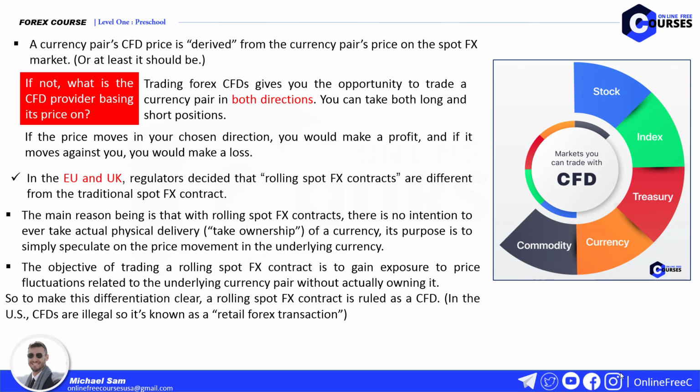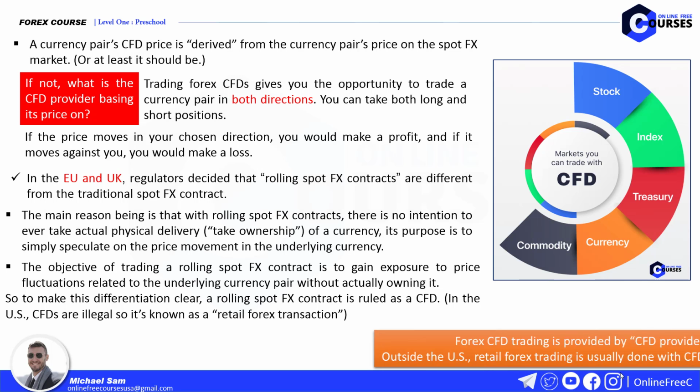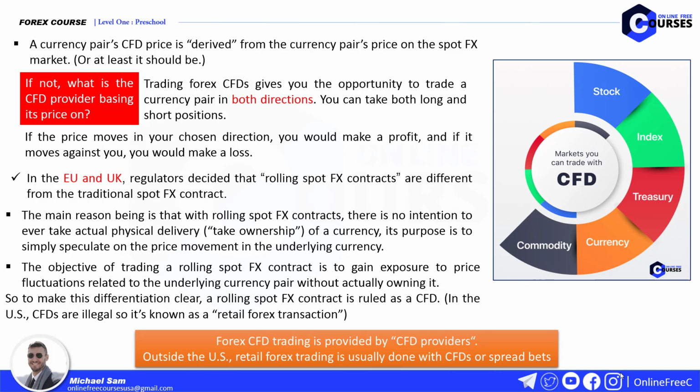In the US, CFDs are illegal, so it's known as a retail forex transaction. Forex CFD trading is provided by CFD providers. Outside the US, retail forex trading is usually done with CFDs or spread bets.